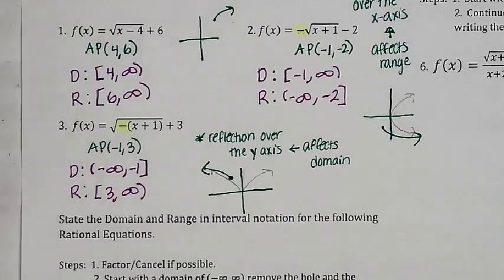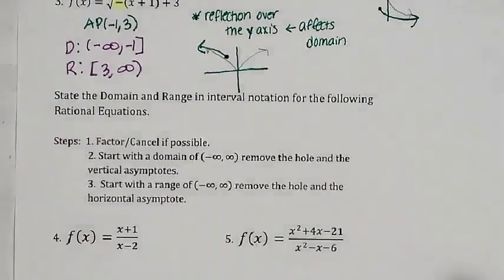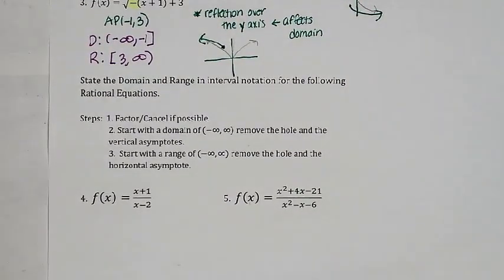Next, we're going to state the domain and range in interval notation for the following rational equation. So, steps. First step, factor, cancel if possible. Then we're going to start with the domain of negative infinity to infinity, and we're going to remove the hole and the vertical asymptotes. And then for the range, we're going to start with the range of negative infinity to infinity, and remove the hole and the horizontal asymptote.